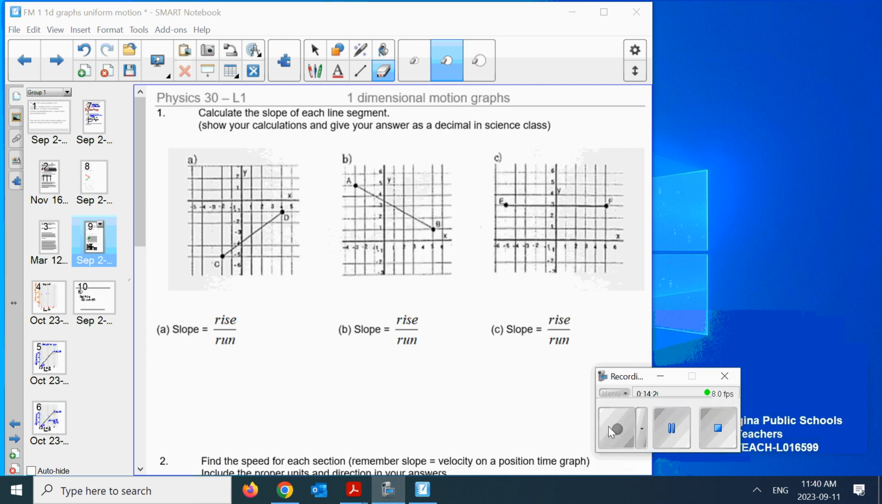Okay, we have rejoined Physics 30 in the AM in progress. You guys are jotting stuff down. It's not over.